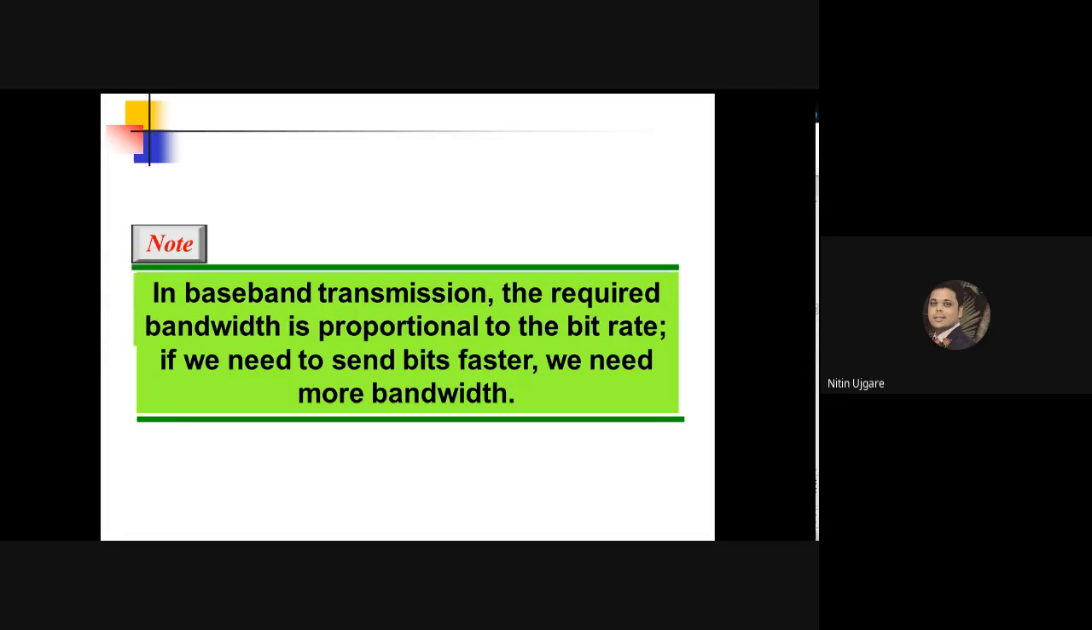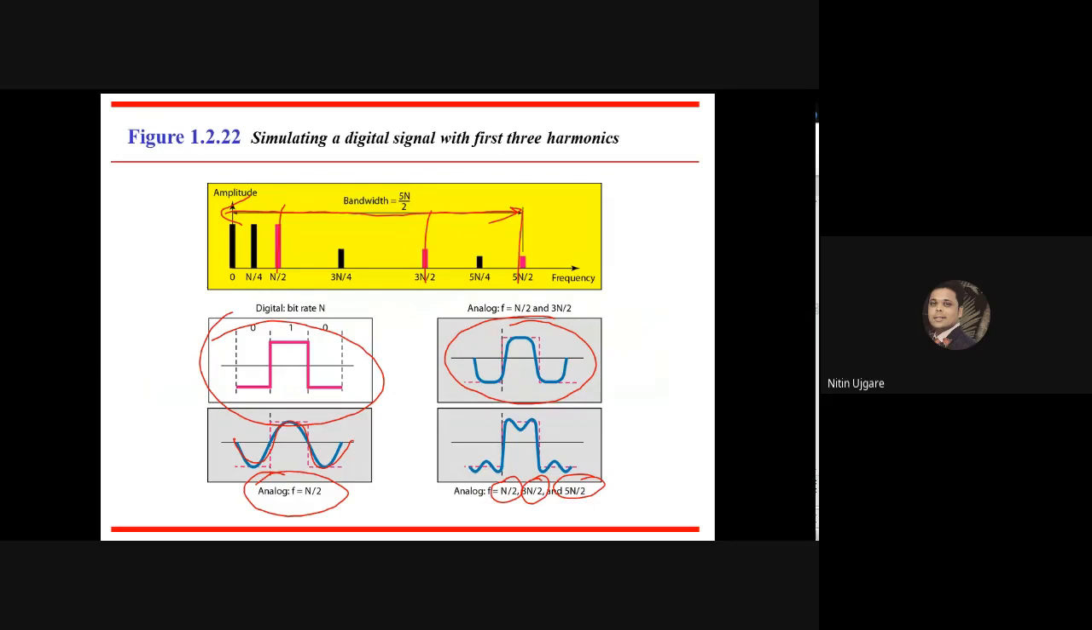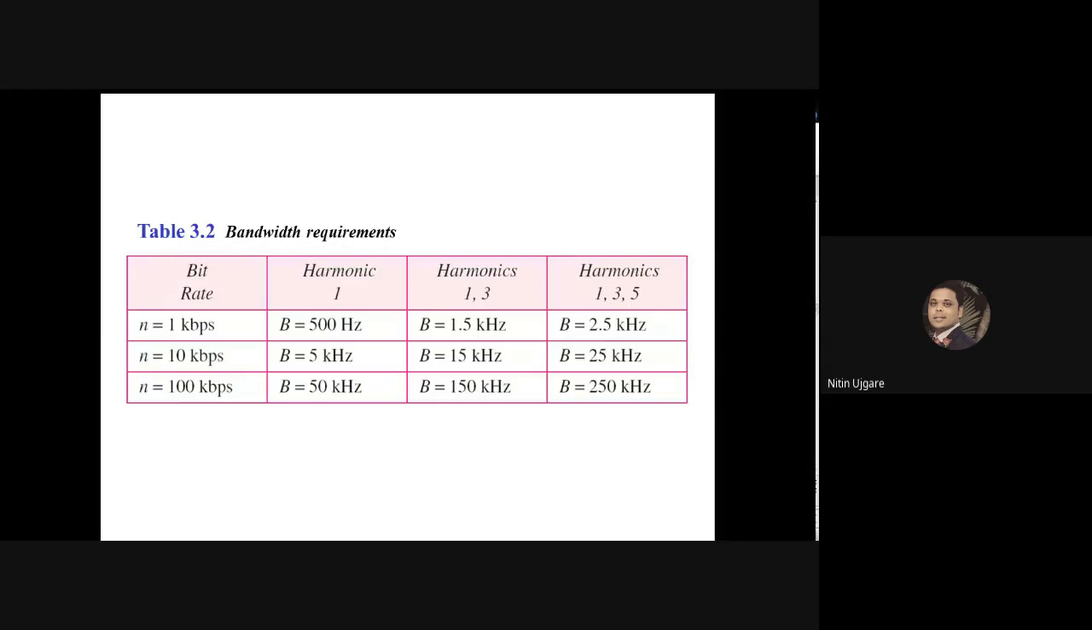What it means is, if I want to send the bits at a slower rate, then I will use the first harmonic from the first three harmonics. If I want to send the bits at a medium speed, then I will use the second harmonic. And if I want to send the bits at a faster rate, then I have to use the third harmonic, because the third harmonic will have the maximum bandwidth that we have represented here, which is 5n divided by 2. Let's now see the different bandwidth requirements here.